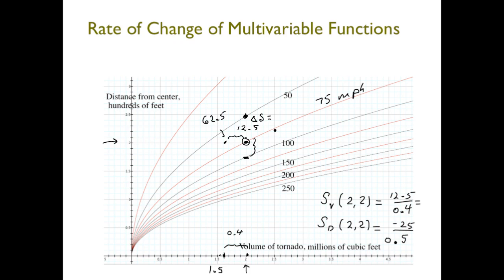Would it for S sub V give me negative 12.5 over negative 0.4? So what happened here? I was going forward, this way is increasing speed, and this way is decreasing. If you go this way and you do minus, then you'll get minus down here, so it'll be minus over minus. They're both the same sign changes, either both positive or both negative, so you get positive in the end.